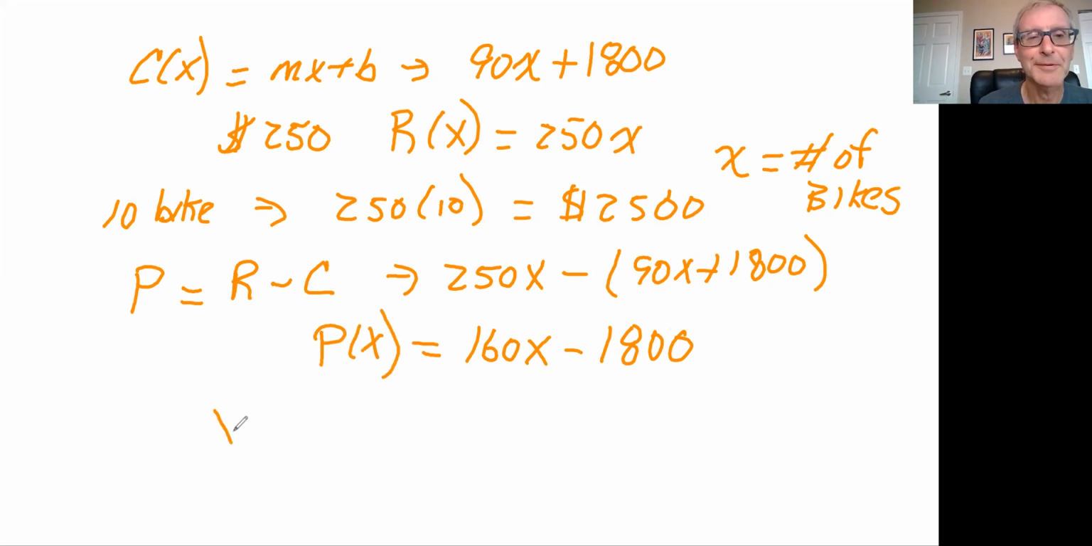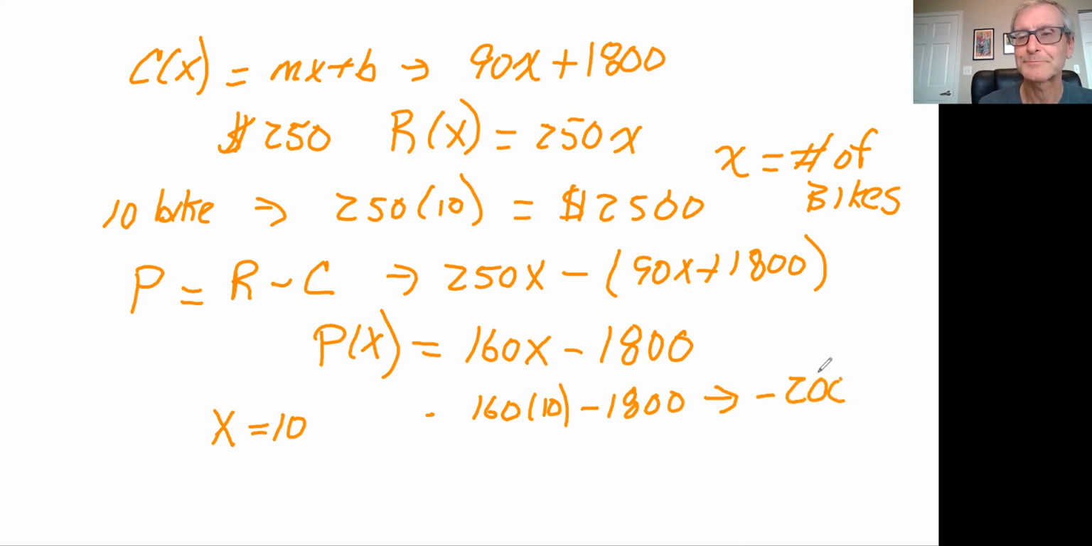So what happens, how much money do you make if you sell 10 bikes? Well, we did this already, and you'll see that you would have 1600 times 10 minus 1800. And so you are going to lose 200 bucks, because we're underneath our break-even point, right?